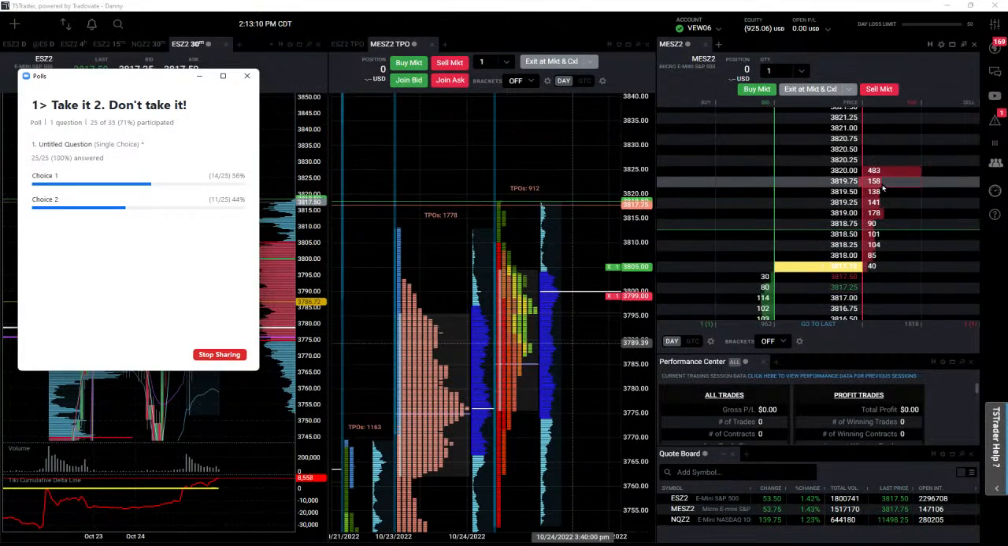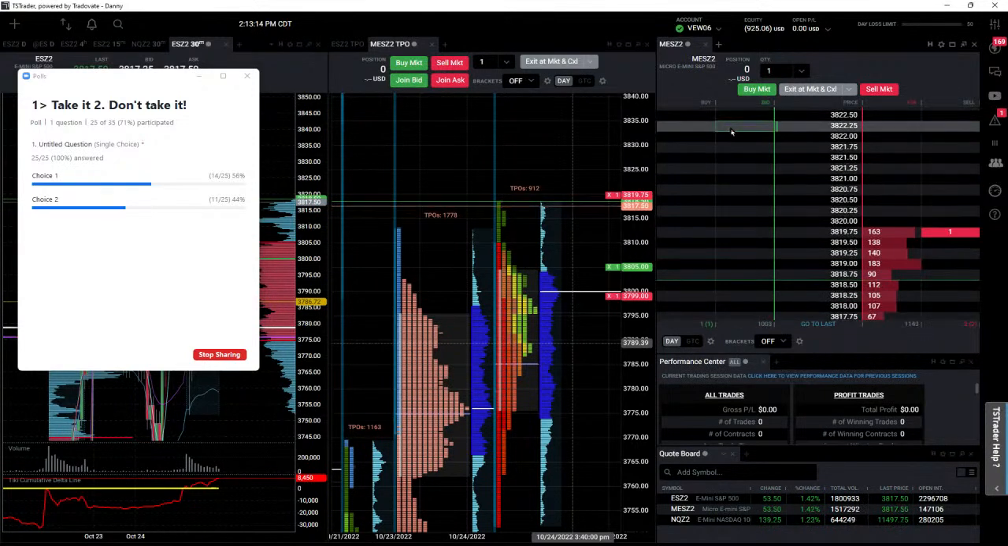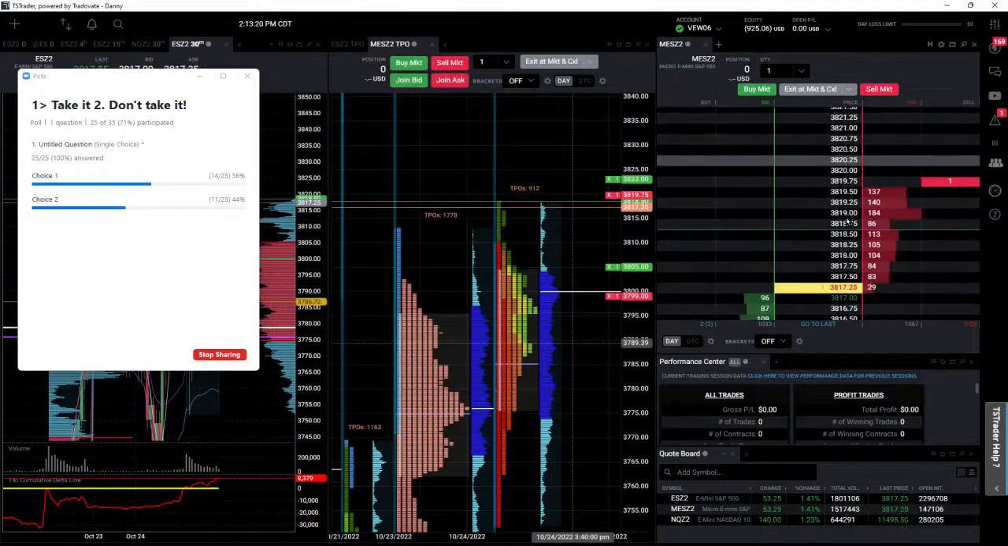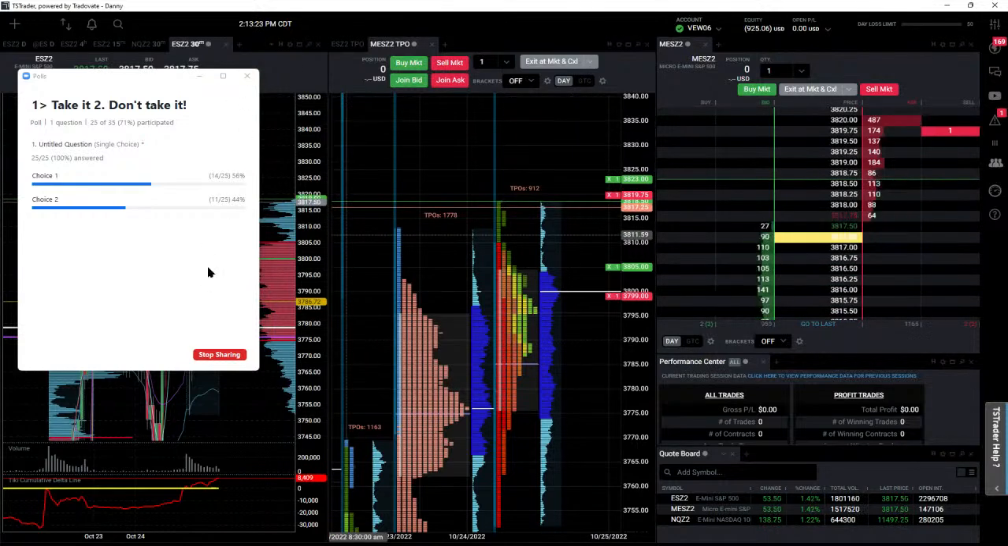Let's see if we can get right on it. Just short of it. And we'll risk 3 points. See if we get it. Stop sharing.